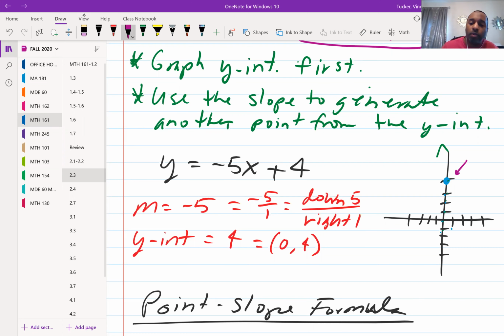So our y-intercept is right here. We graph that (0, 4), and then from that (0, 4), we go down 5, and then we go to the right 1. And draw your line.